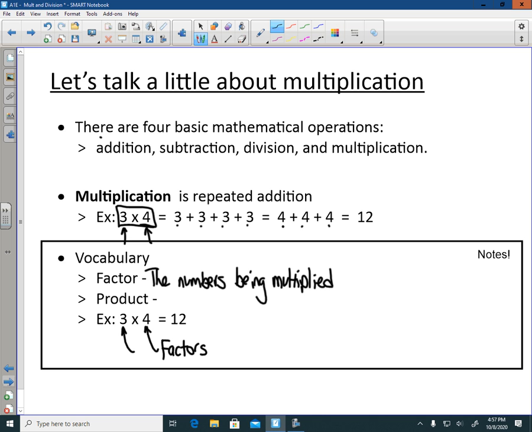A product is the answer when you multiply. When you get to the answer of a multiplication problem, it's always called a product. When you add, it will not be called a product. When you multiply is the only time that you will have a product. And so in our example, 12 is the product. Okay? So you have factors, that's the 3 and the 4, and then you got 12, which is the product. All right.